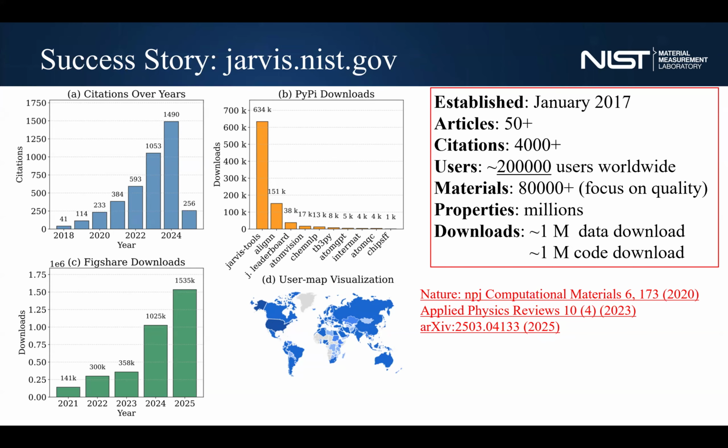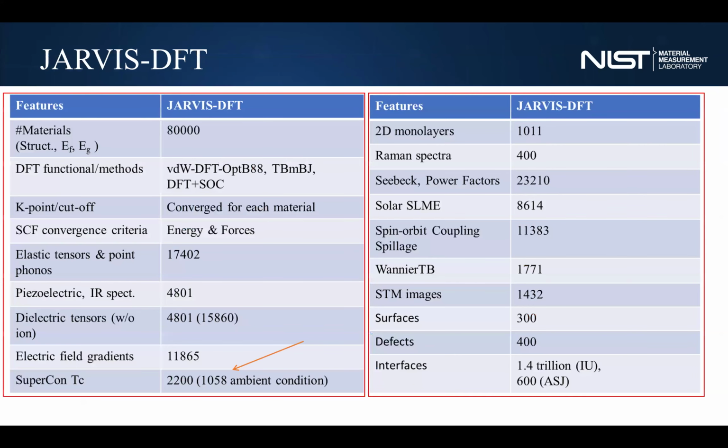Just one of these databases is JARVIS-DFT. We have about 80,000 materials, and we go beyond PBE-level databases. Yesterday I was listening to a talk on how having OptB88 and this kind of van der Waals functional is important for functional materials. So we use a van der Waals functional for all non-van der Waals and van der Waals bonded materials. We have a meta-GGA called TBmBJ, which gives very good band gaps.